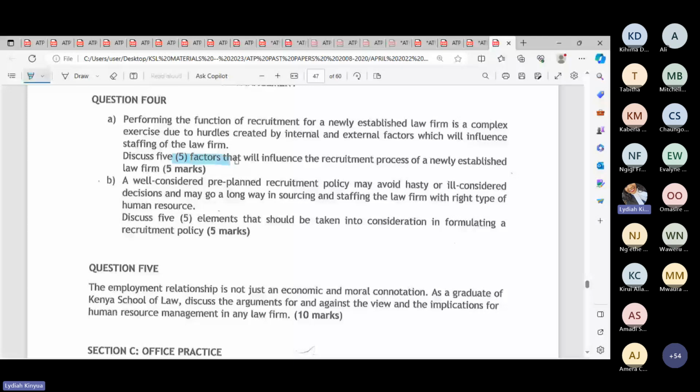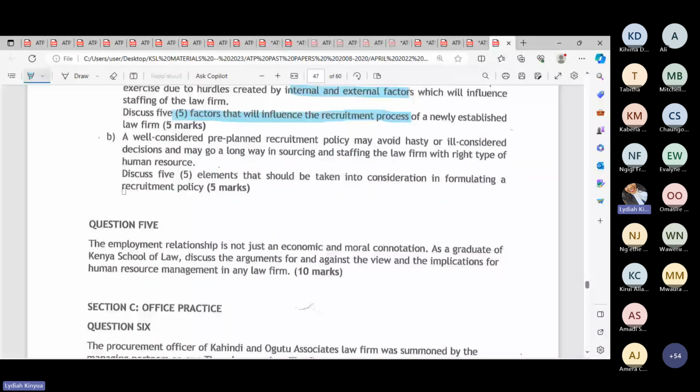See, we said it can be internal or external policy factors. And you remember the nature of the job, the organization, the unemployment levels, such things which we discussed. And then it asks you 5 elements to discuss when formulating a recruitment policy. On policy questions the answers are the same. But now you look at the specific one. For recruitment, we said you ask yourself, what is recruitment? Recruitment is where you're sourcing for people.